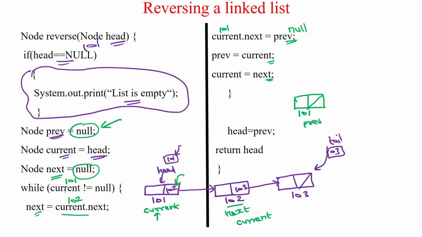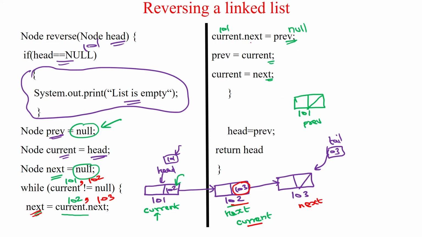Again, this is the while loop. The while loop is coming back to iteration number 2. So here the current value is 102. 102 is not equal to null. Yes, it is true. Now in the second iteration, what is the current dot next? 103. So 103 is assigned to the variable next.